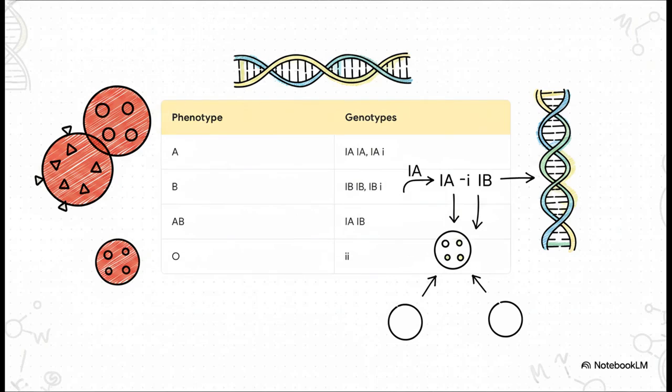Human blood grouping is such a great example of this because it's the result of multiple alleles. Instead of just two options, we actually have three different alleles at play here: IA, IB, and a lowercase i. Now, blood groups A and B show complete dominance over that recessive lowercase i. But if you inherit both IA and IB, they don't blend, and neither masks the other. Instead, we get codominance, which results in the AB blood type. On the flip side, if you inherit two recessive i alleles, you get type O blood.